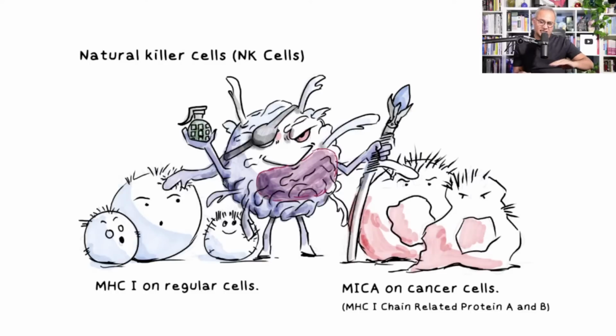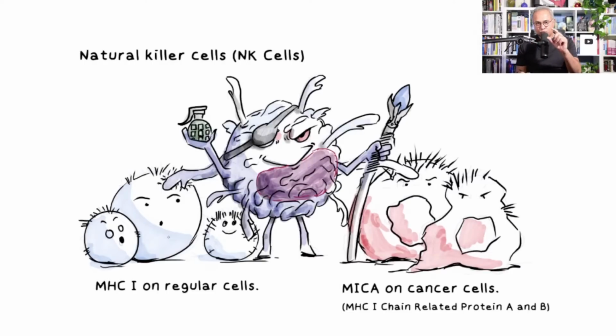And when these cells are passing by any other cell, they will touch it. And on a regular normal cell, natural killer cells will count or assess the density of MHC1 molecular clusters. And we'll discuss MHC1 later on as well. That is major histocompatibility complex number 1, which is also for antigen presentation by regular cells.